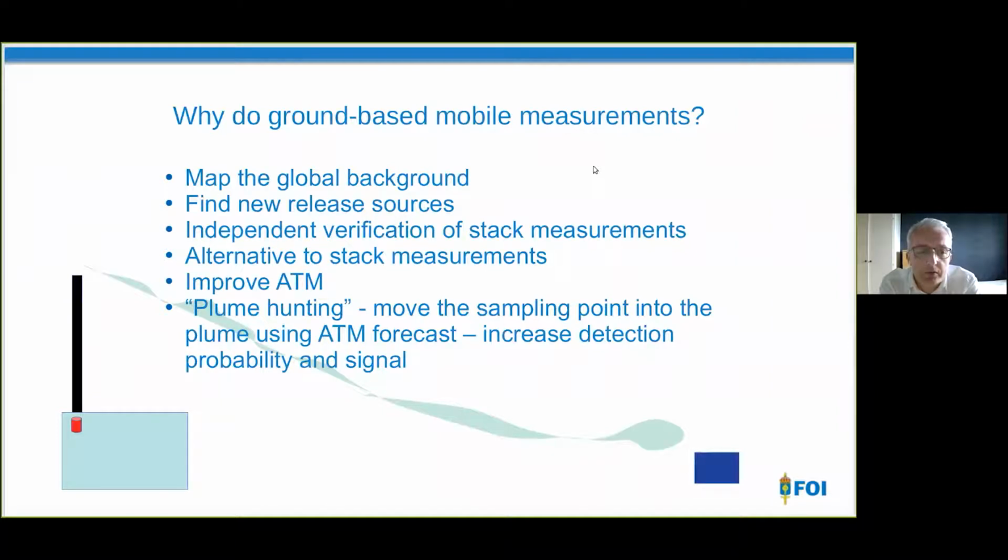You can also use this to improve the atmospheric transport models, tuning the parameters in them. If you place several of these sensors out, with some distance, you can verify mesoscale models and whatnot. Another maybe more exotic thing is to perform plume hunting. What I mean with that is that you can move the sampling point into the plume based on atmospheric transport forecast, for instance. And in that way, you can increase the detection probability and your signal.